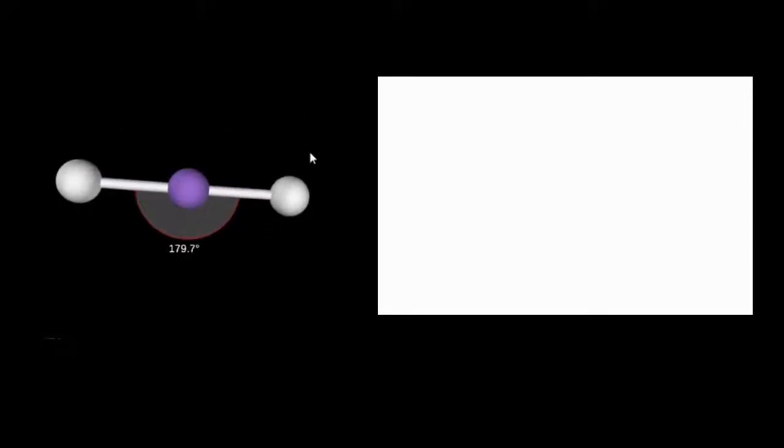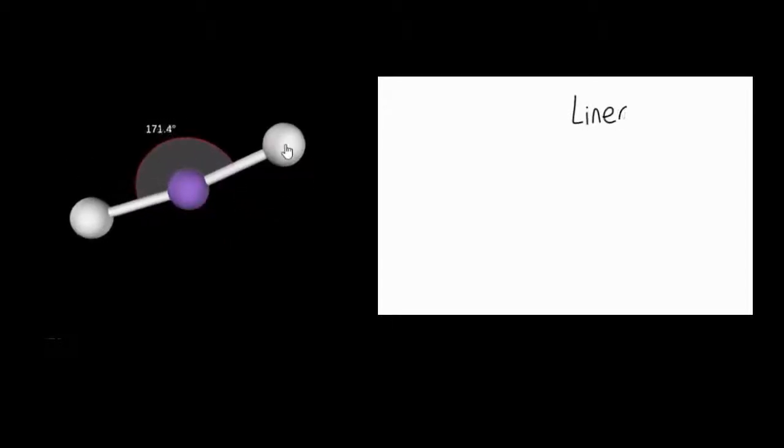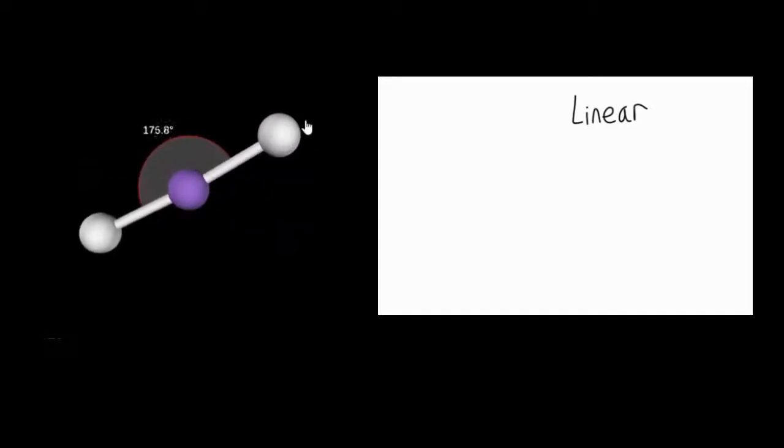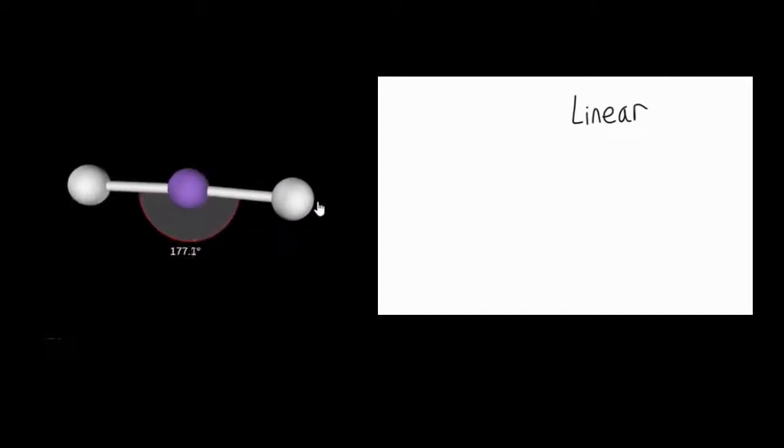Predicting the shape of molecules. Let's take a molecule with an atom and two bonds. You've got two electron pairs on each side bonded to the central atom. And this molecule will be a straight line, or a linear molecule. And the bond angles are 180 degrees.